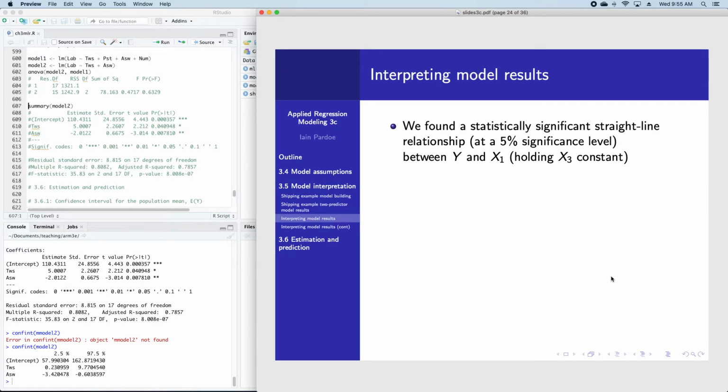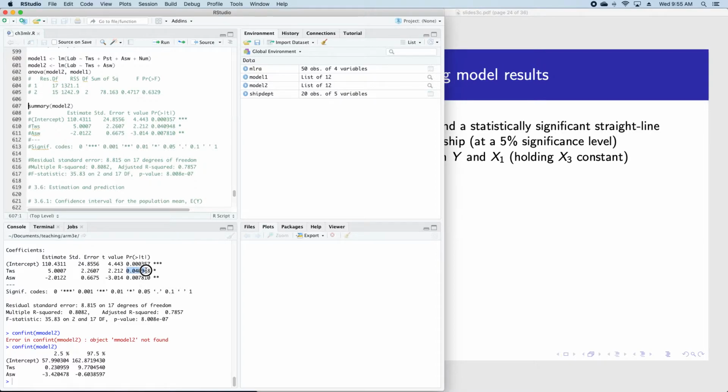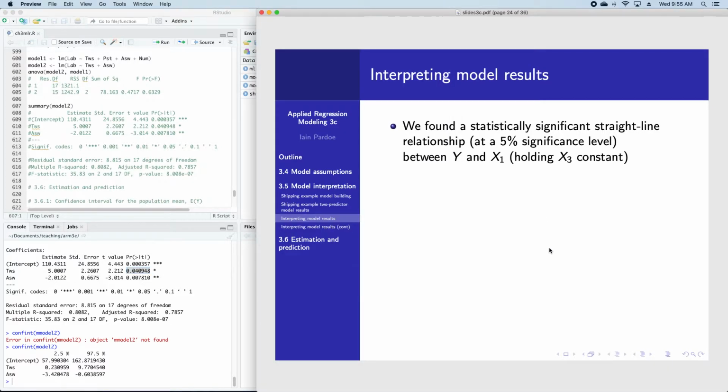So what do all these pieces of output mean? Okay, let's focus first on this number here, this p-value for the predictor TWS. It's smaller than 0.05. So what does that mean? Okay, that means we found a statistically significant straight line relationship at a 5% significance level between y and x1, holding the other predictors fixed. We've only got one other predictor here, so holding x3 fixed. So in other words, we found a relationship between lab and TWS holding ASW fixed.